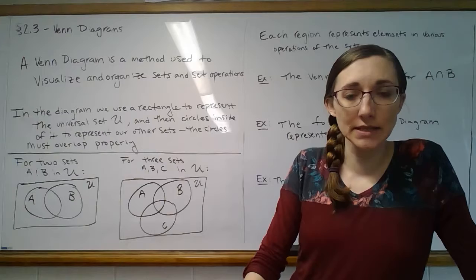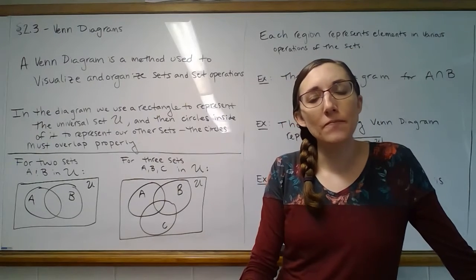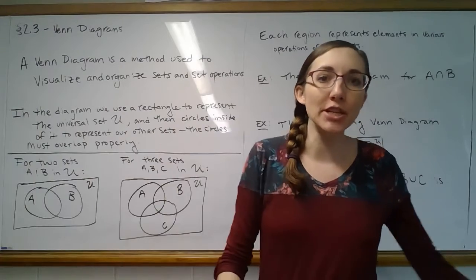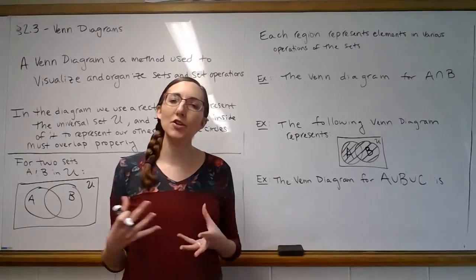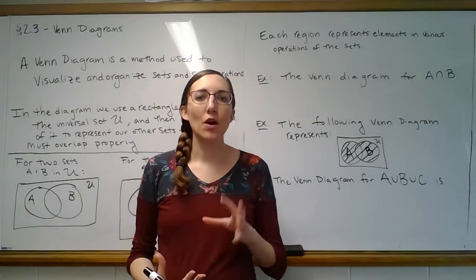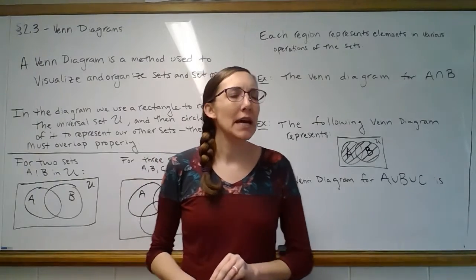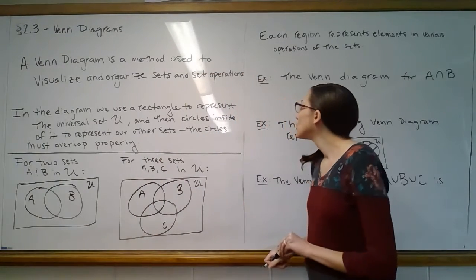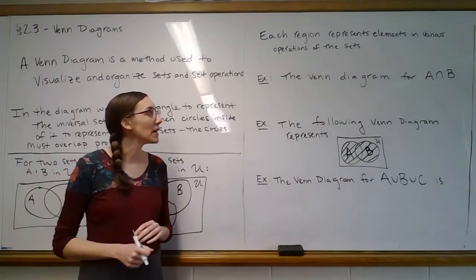One of the first things that we're going to use Venn diagrams for as an application is these different regions. Each region represents a collection of elements that relate to the different sets A and B, or A, B, and C, in different ways. So the regions help us visualize our different set operations.